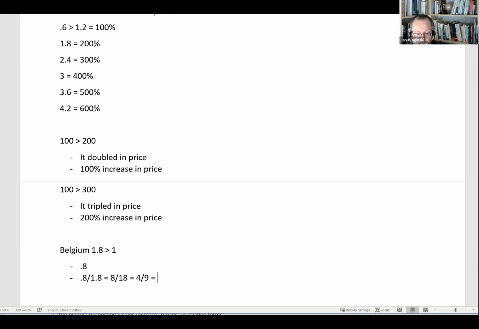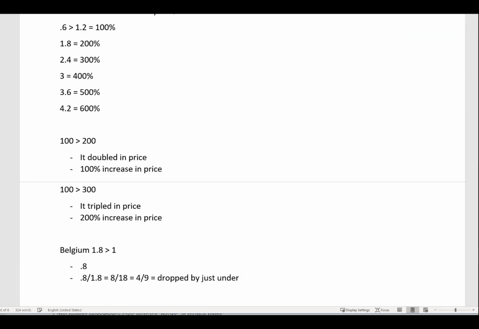We can say roughly, what is it? Dropped by just under 0.5. 4 over 9 is what percent, roughly? 44%. Okay, so let's say just under 50%, right? And just visually, if you round this to 2, you're going to get 50%, but we're not at 2, so it dropped by just under 50%.